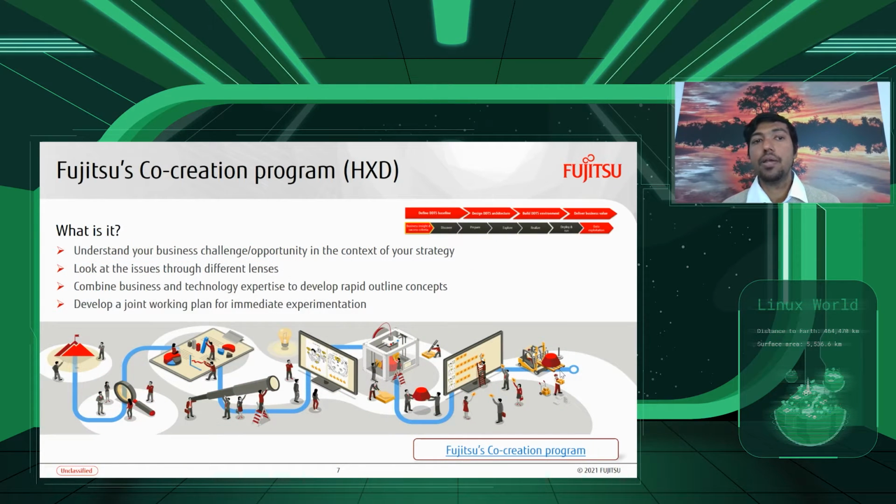Now, the first step is all about doing a human-centric design approach, the co-creation program. Here, what we say is that we want to sit with the customer and understand the business challenge. And this we want to do without really jumping into a solution mode. We want to really hear the customer out. We look at issues from a different lens. And as you can imagine, you need to have both business and technology experts working together to develop a rapid outline concept which we can then experiment with to arrive at the final solution.